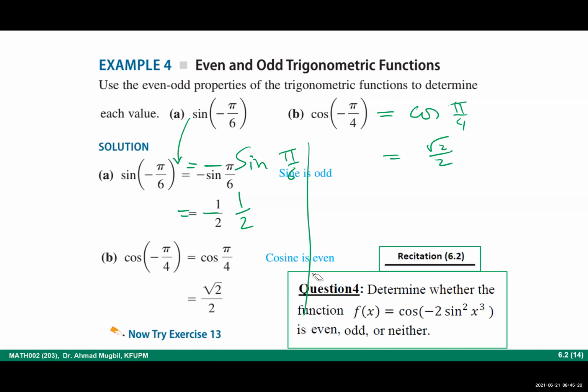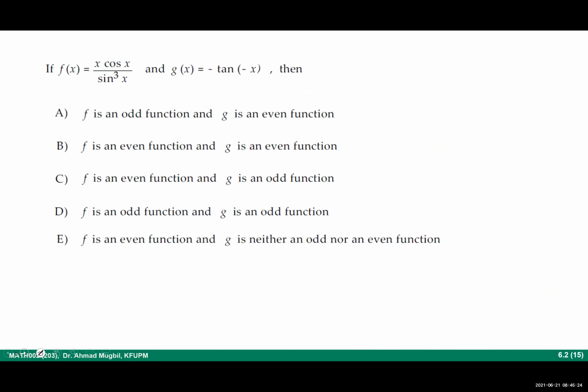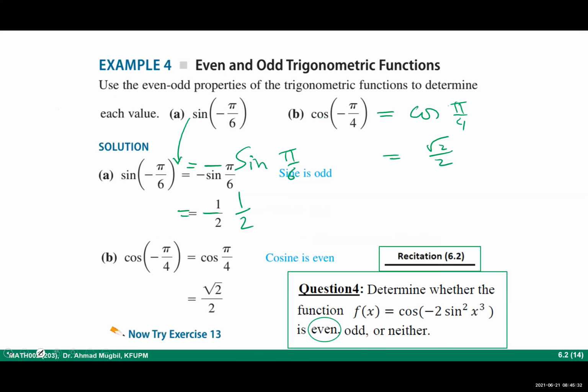I think this is a recitation. I will skip this, but let me give you, what about the time? I think we can, inshallah, finish this. We can manage it.